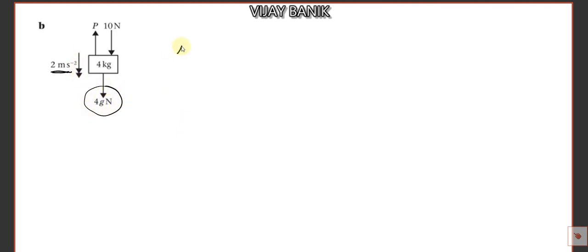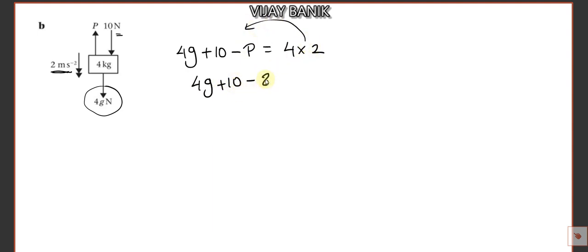So this becomes positive, so 4g. This is also positive because the 10 Newton is also downwards. 4g plus 10 minus p, because p is opposite to the acceleration, so minus p, is equal to m into a. So 4g plus 10 minus 8, the 8 will go to the other side, minus 8, the p will go here, is equal to p.